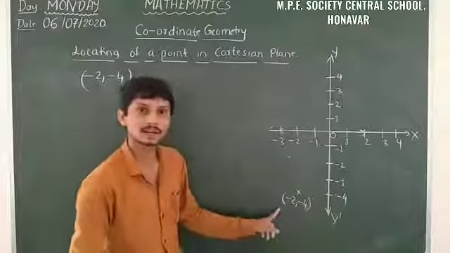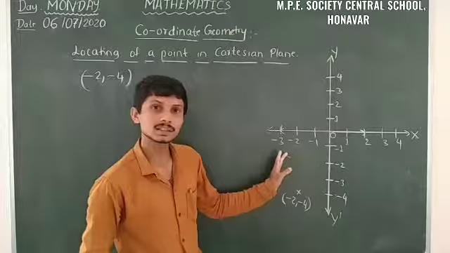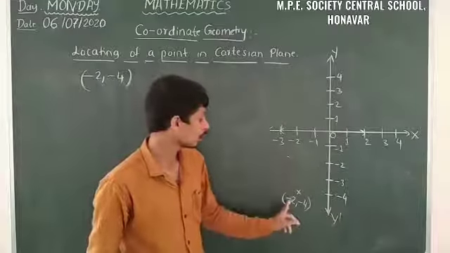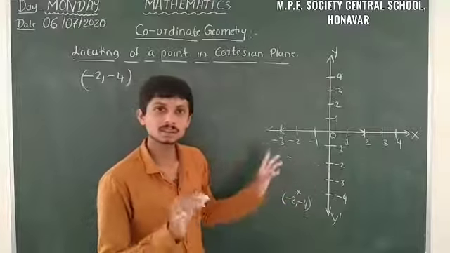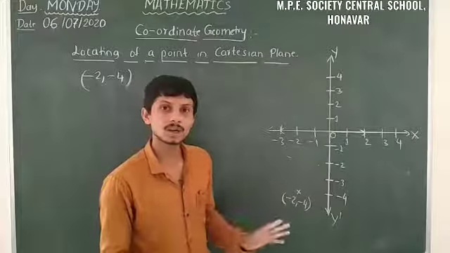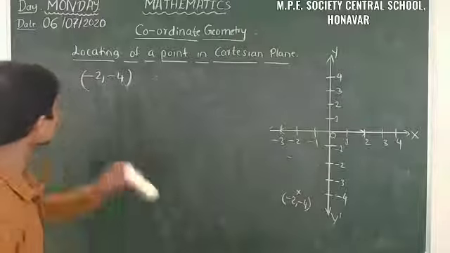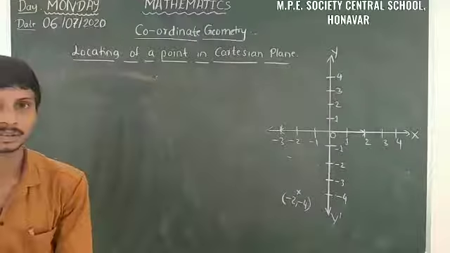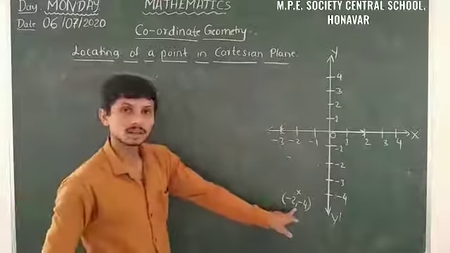We already learned that it's in the third quadrant. The third quadrant coordinates are always in the form of minus comma minus. This is in the third quadrant.